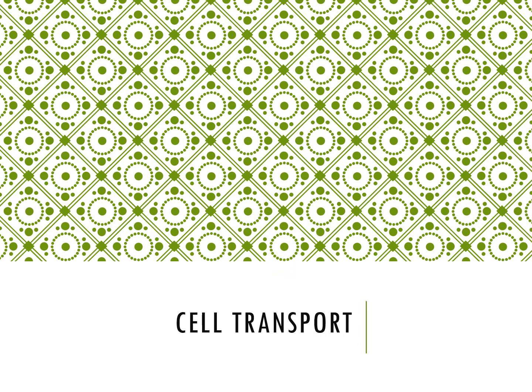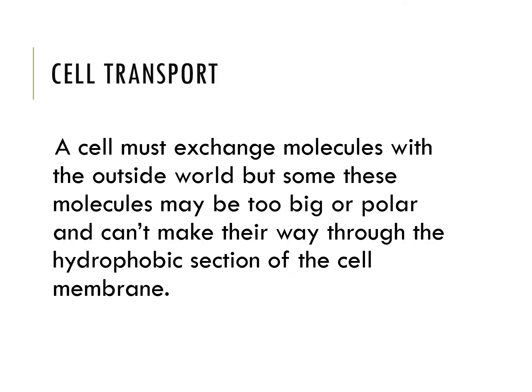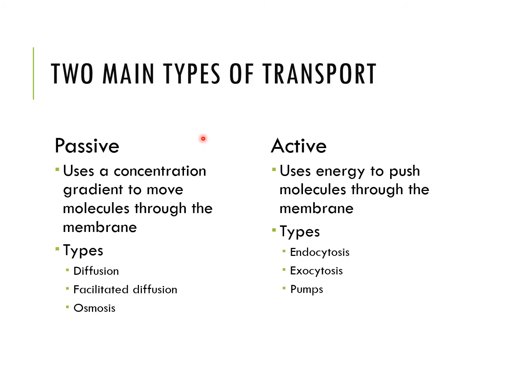Getting into cell transport. So a cell must exchange molecules with the outside world, but some of these molecules may be too big or polar and cannot make their way through the hydrophobic section of the cell membrane. So in order to do that, we have lots of different ways. So you have passive transport and active transport. Passive uses a concentration gradient to move molecules through the membrane. We have different types, and we'll get into each individual one. But active uses energy to push molecules through the membrane. So passive does not use energy, while active does.